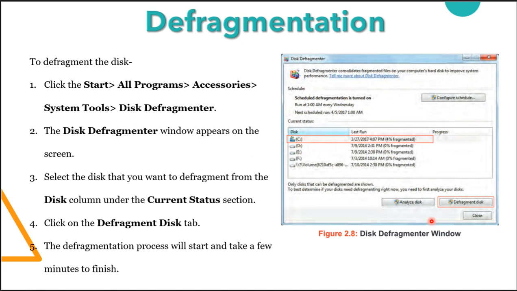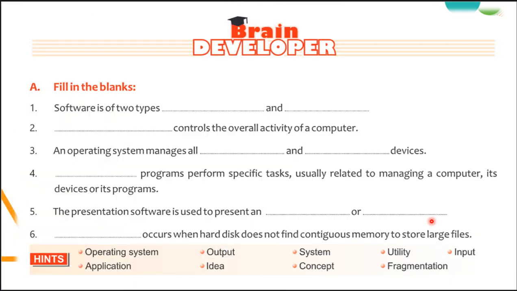Now let's discuss the exercise of this chapter. First we have fill in the blanks. Software is of two types, dash and dash. The correct option is system software and application software. Second, dash controls the overall activity of a computer. The correct answer is operating system. Third, an operating system manages all dash and dash devices. The correct answer is input and output devices.